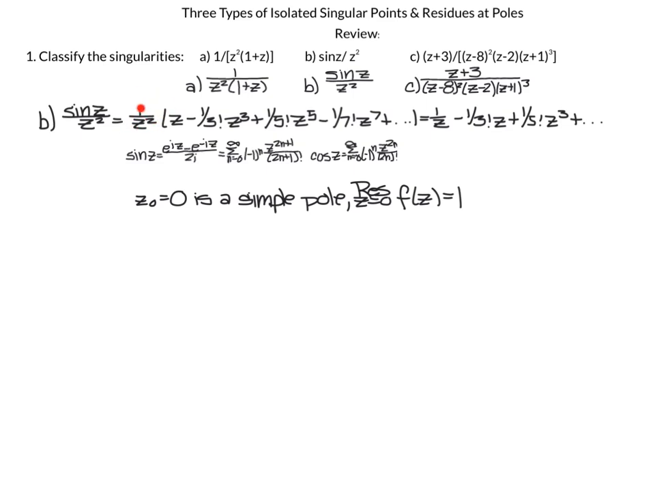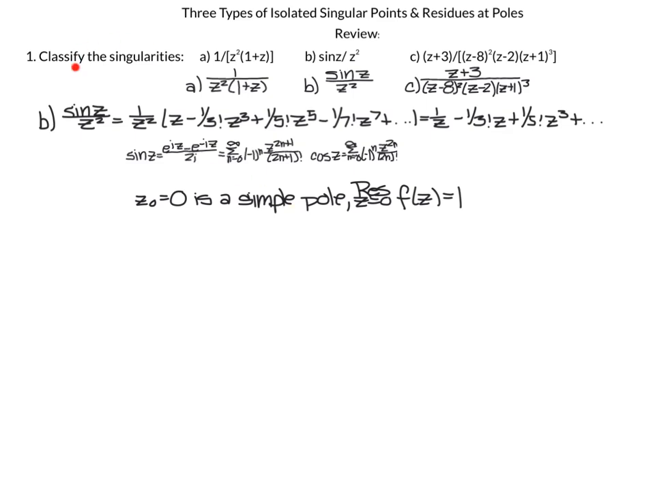I started by factoring out my z squared, and then I used my summation formula here for sine of z, and I replaced sine of z with z minus 1/3 factorial z cubed, and you can see the rest. I can then have my Laurent series expansion, and I identified here is my z to the minus 1 term, so my residue is equal to 1.